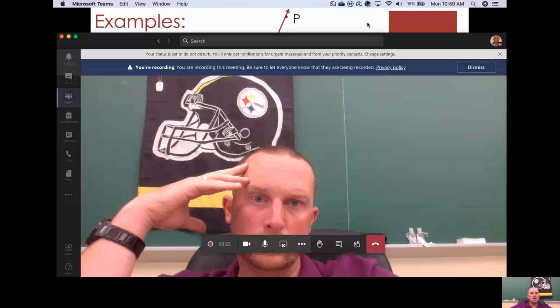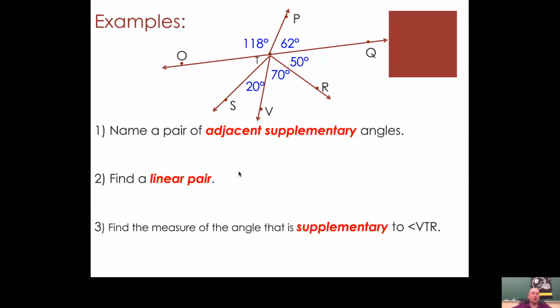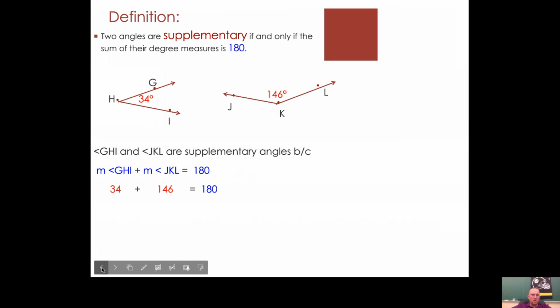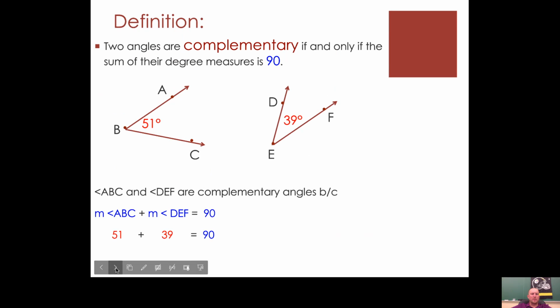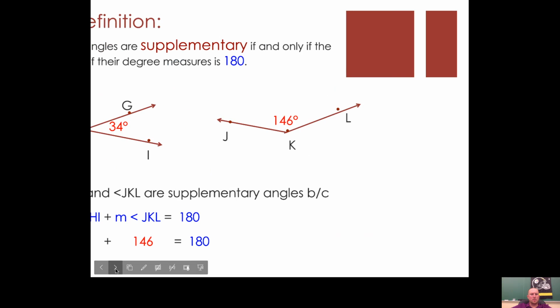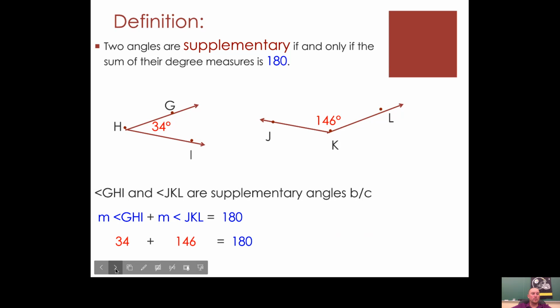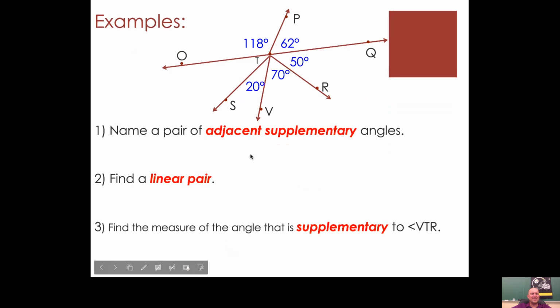This is section 3.5. It's on supplementary and complementary angles. So remember, we know complementary angles add up to 90. Supplementary angles add up to 180. Last section, we talked about adjacent angles and linear pairs as well.